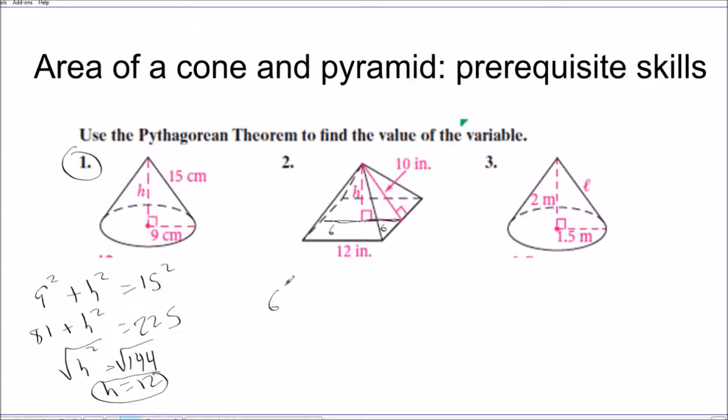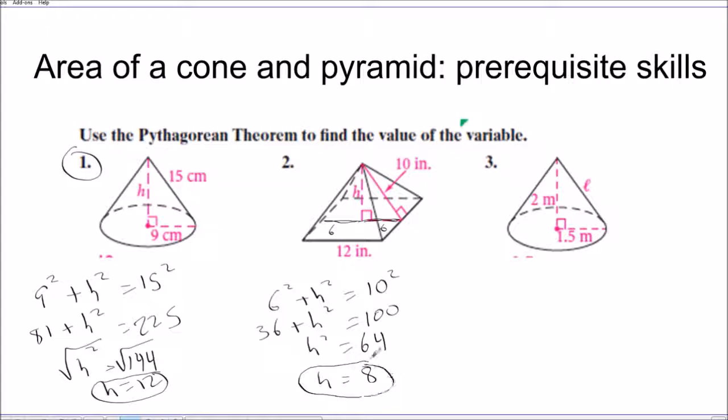So what I have is 6 squared plus h squared equals 10 squared. Hey, a little bit easier numbers this time. So that's 36 plus h squared equals 100. I'm going to subtract 36 on both sides, so I get h squared equals 64. And then I get h equals 8 after I square root both of those. Okay, so 8 on that one.